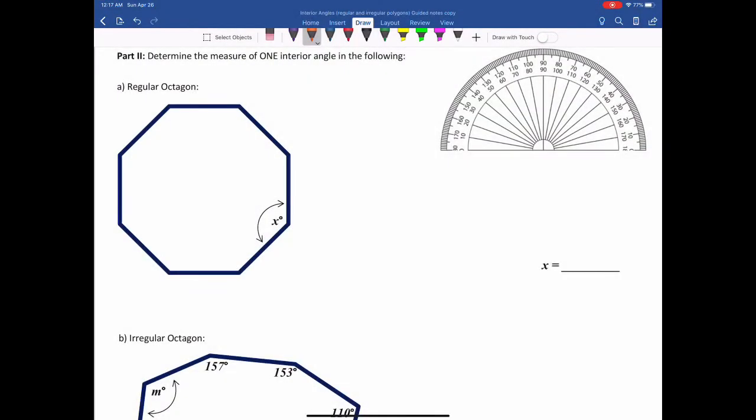Okay, for part 2, we're going to look at the measure of one interior angle.